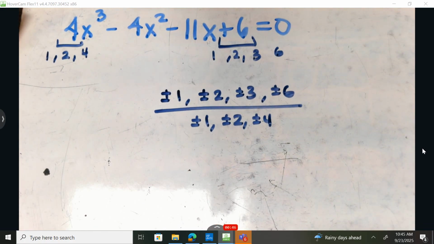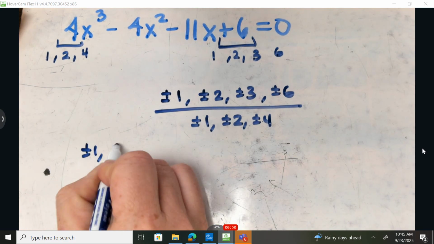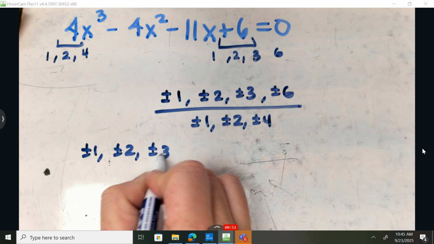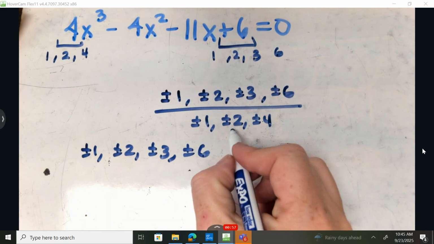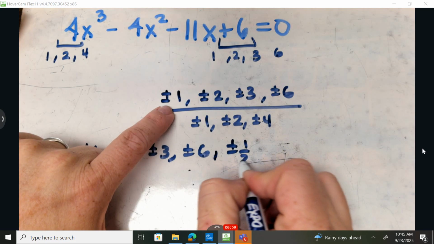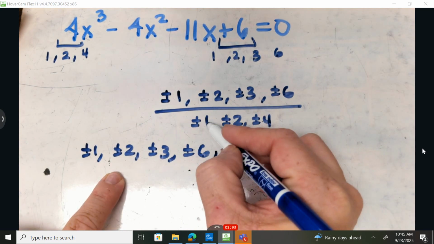And so if we had to list all these out, it could be every one of these values over 1, so plus or minus 1, 2, 3, and 6. There's 8 possibilities. Then I can put it over 2, so I have 1/2. Well, 2 divided by 1 is simply 2. 3 divided by 1 is 3.